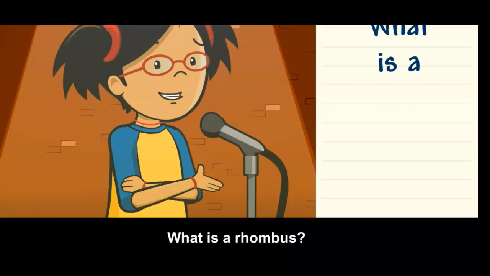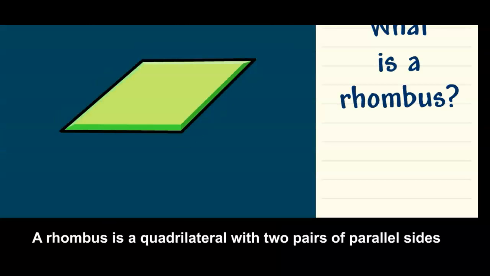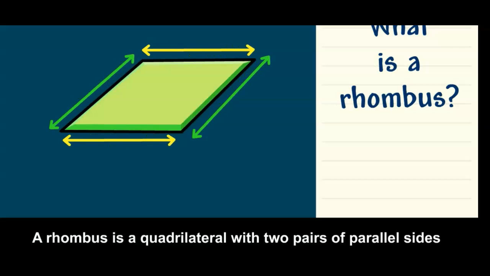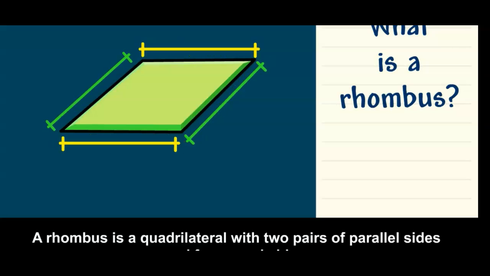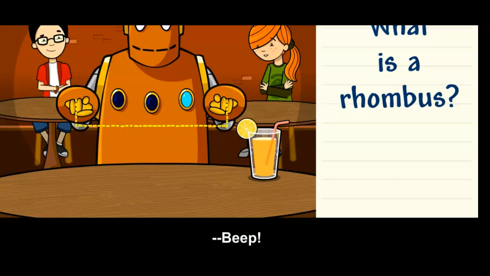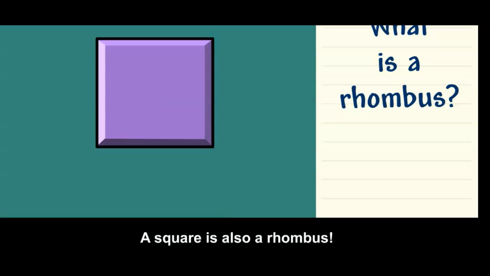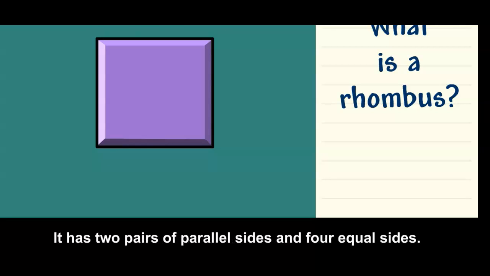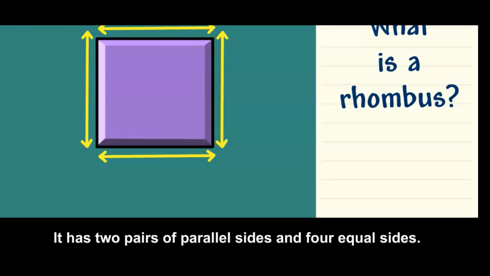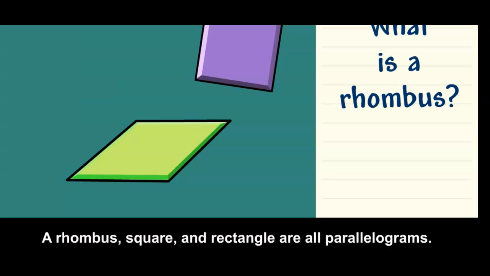What is a rhombus? A rhombus is a quadrilateral with 2 pairs of parallel sides and 4 equal sides. Right, Moby. A square is also a rhombus. It has 2 pairs of parallel sides and 4 equal sides. A rhombus, square, and rectangle are all parallelograms.